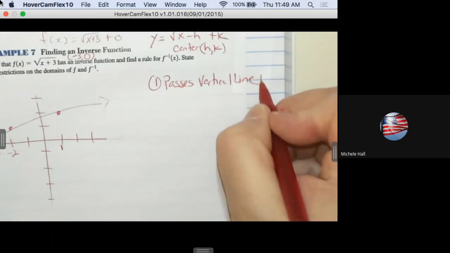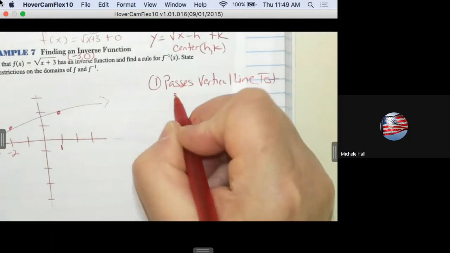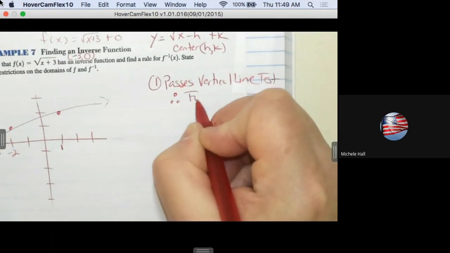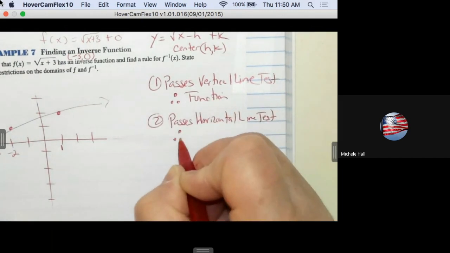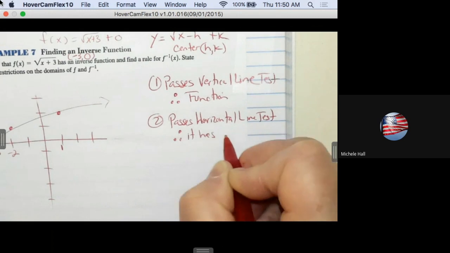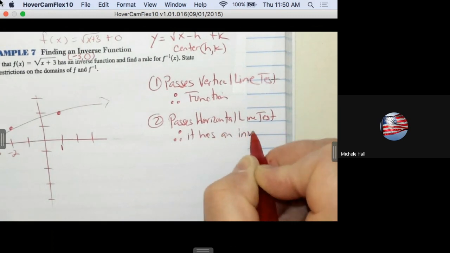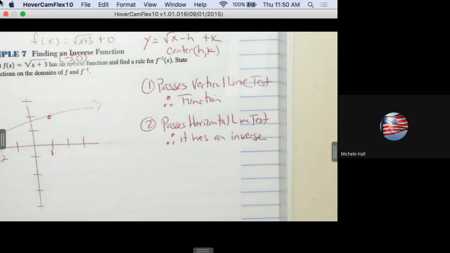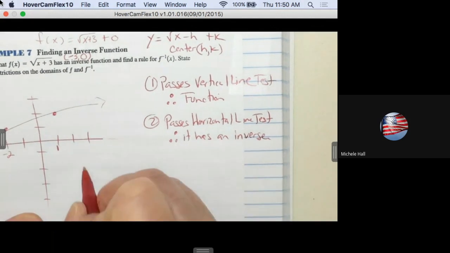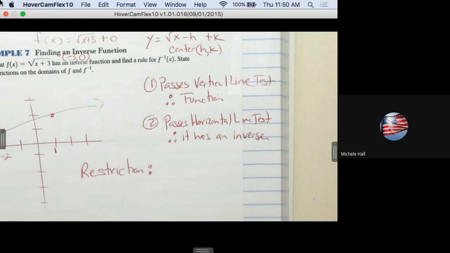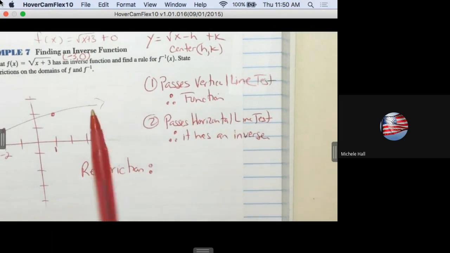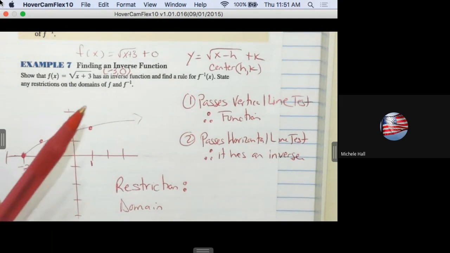Passes the vertical line test, therefore it's a function. Passes the horizontal line test, therefore it has an inverse. And then we do need to state the restriction. It has a restriction. It's not the entire domain. The restriction is, how do I find the domain for this? Look back at 1.2.